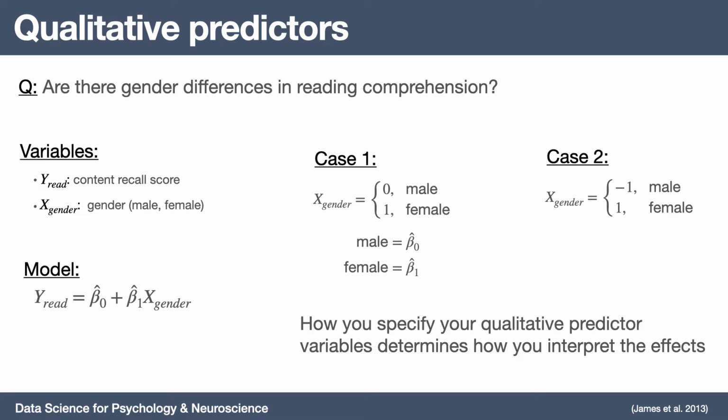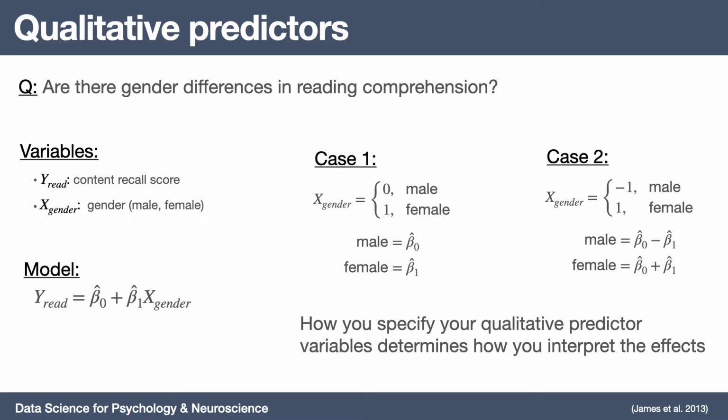However, let's think of an alternative scenario where you coded gender using -1 for male and +1 for female. Now, the intercept term doesn't map to maleness, and the beta 1 doesn't map to femaleness. Instead, male effects are beta 0 minus beta 1, and the female effects are beta 0 plus beta 1. Understanding the mean effect of each one of these conditions will dramatically depend on how you code your dichotomous variables, your qualitative variables.